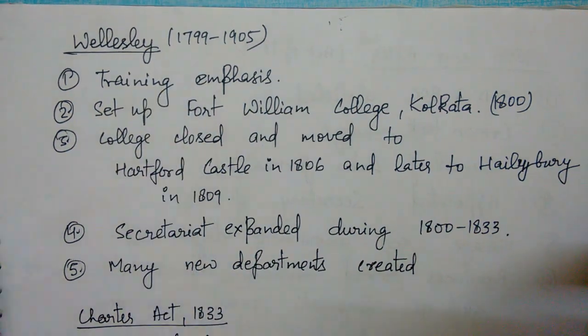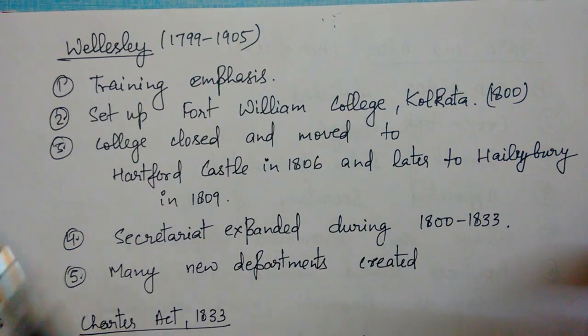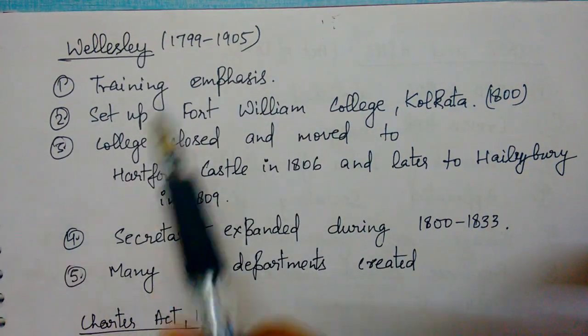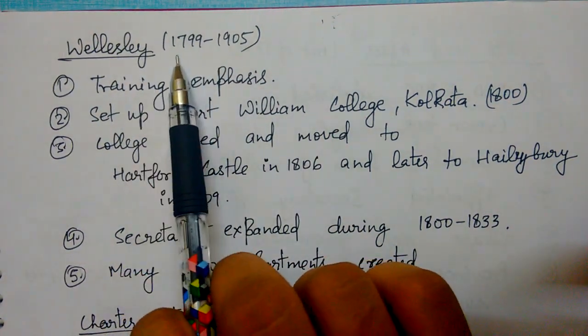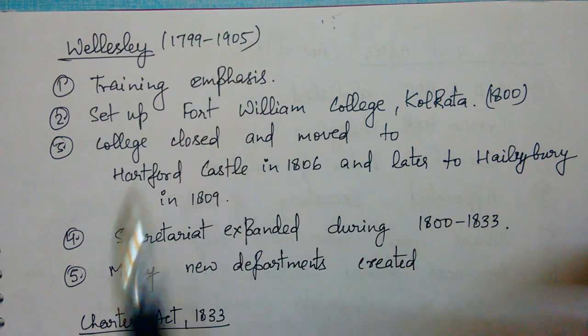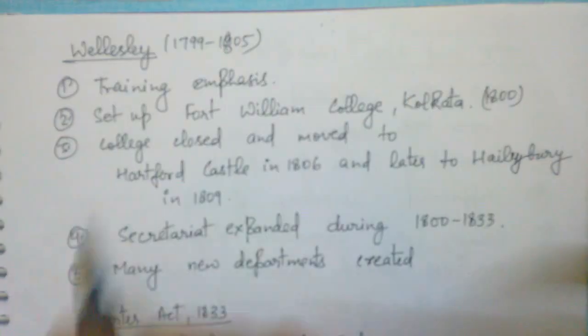He was the Governor General in Council, not for India. For India they became in 1833. So Wellesley ruled from 1799 to 1805.